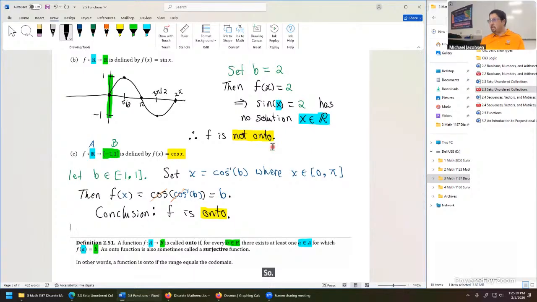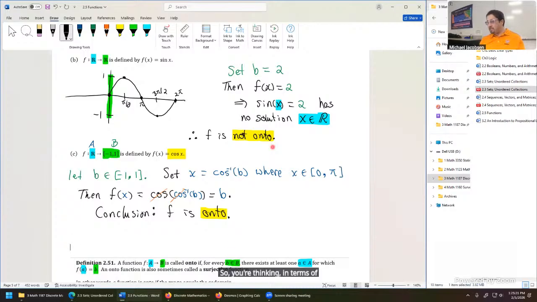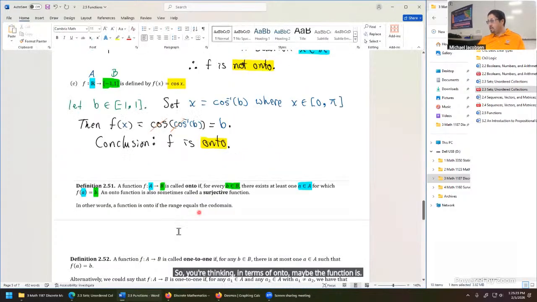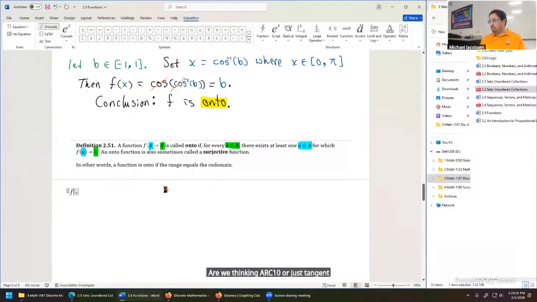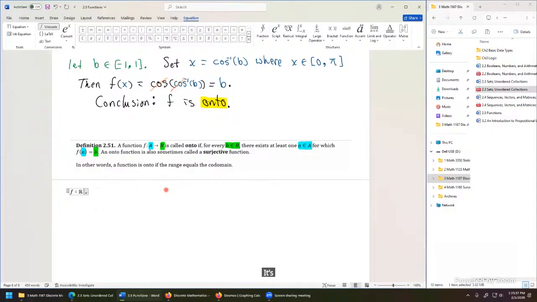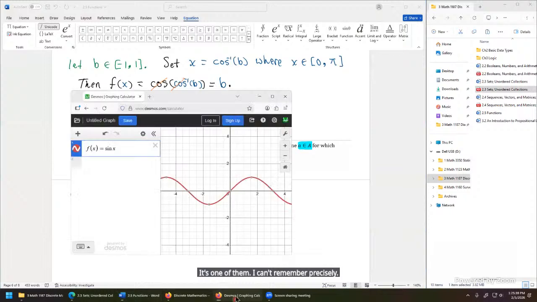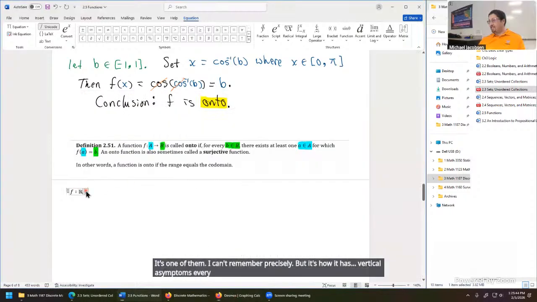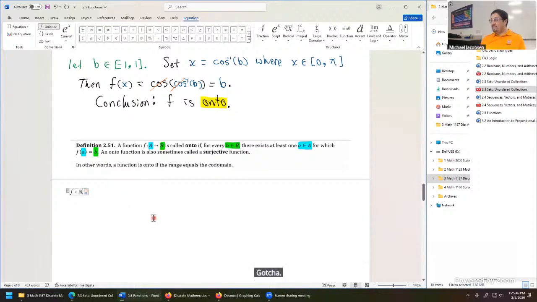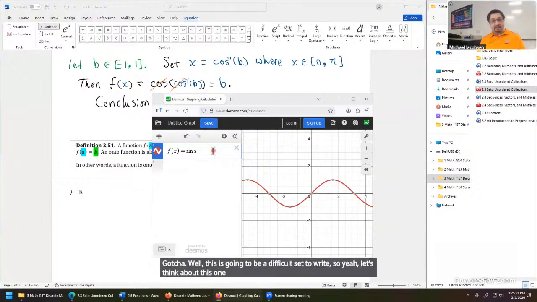So you're thinking in terms of onto, maybe the function is the arctan function. That's a great one to think about. Are we thinking arctan or just tangent itself is the question on this one. It's one of them. I can't remember precisely, but it has vertical asymptotes every... Gotcha. Yeah. Well, this is going to be a difficult set to write. So yeah, let's think about this one while we're on the topic. Definitely not out of scope.